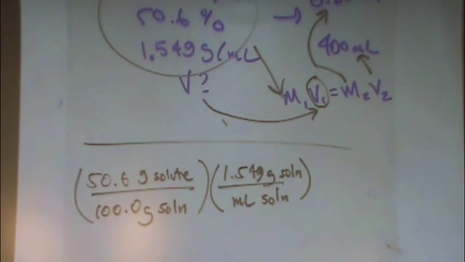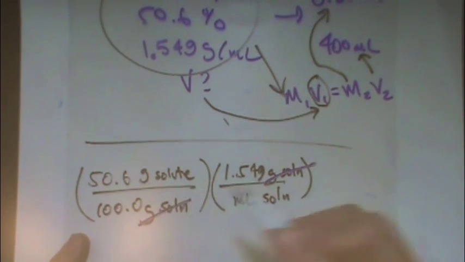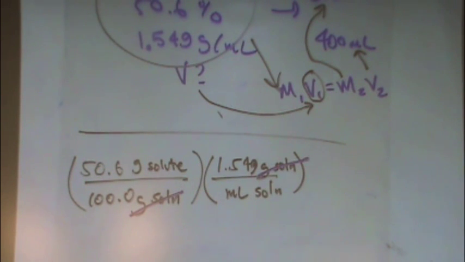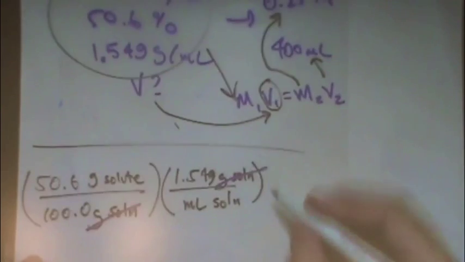So if you look in the problem, it just says the stock solution has this density. So you're going to notice what cancels this right here. Cancels. So now I'm grams of solute per milliliter of solution. Okay? Okay, next step.